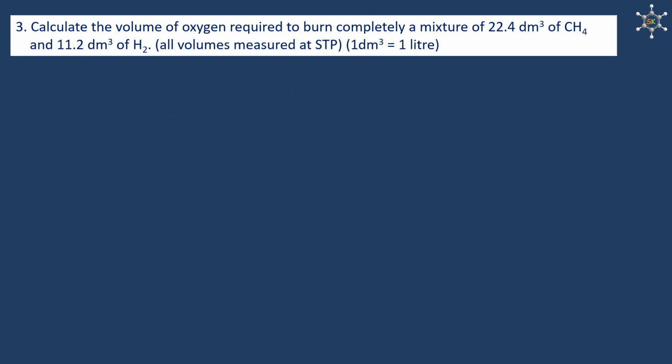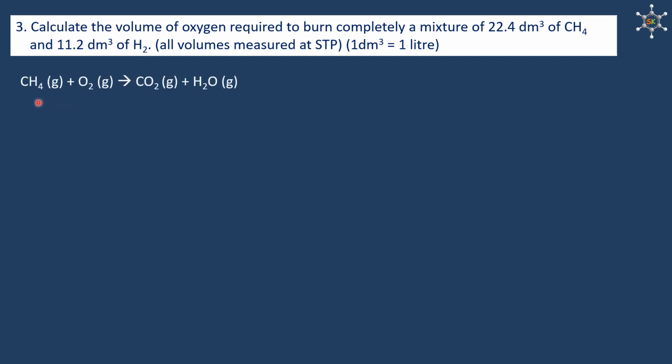Calculate the volume of oxygen required to burn completely a mixture of 22.4 dm cube of CH4, that is methane, and 11.2 dm cube of hydrogen, that is H2. All volumes are measured at STP, 1 dm cube meaning 1 liter. We are taking a mixture of methane and hydrogen and treating it with oxygen. So there are two combustion reactions in this. One is CH4 reacting with oxygen, another one is hydrogen reacting with oxygen.